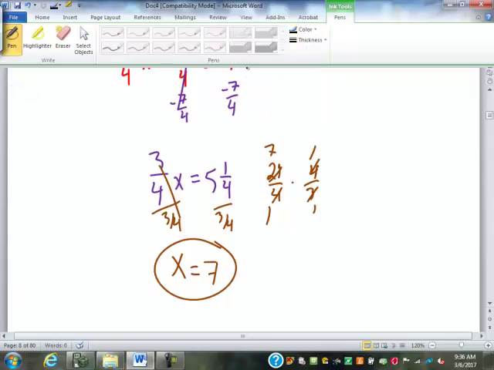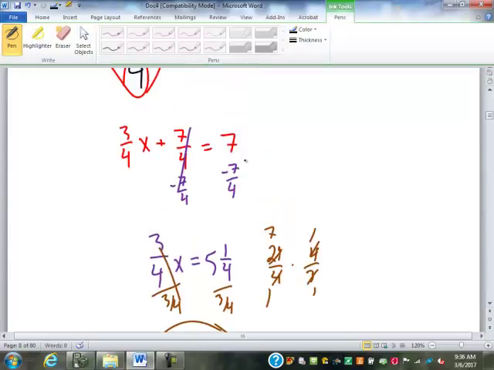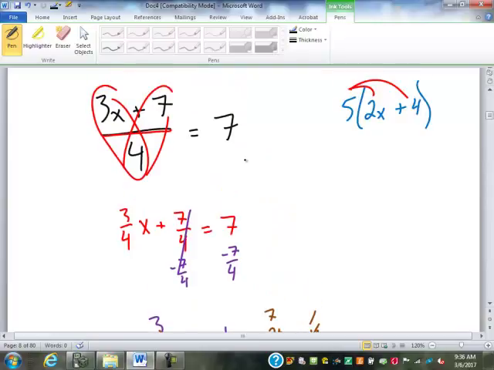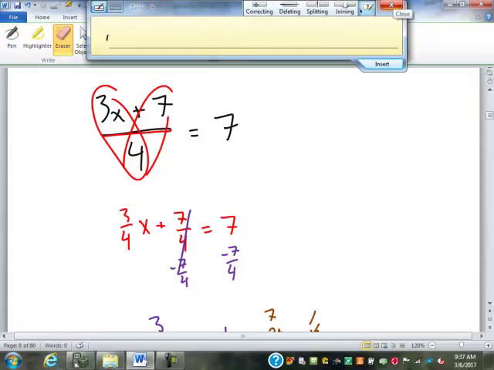So that's one way of doing it. Now doing it that way, of course, you're forcing yourself to work with fractions. This one could have been solved in a way that avoided some of those fractions. So I'll put them side by side here.